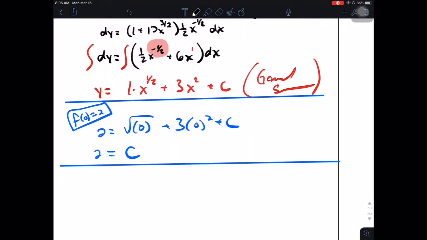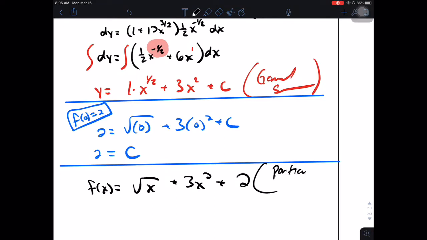Our particular solution is going to be f of x equals square root of x plus 3x squared plus the arbitrary constant of 2. This is the particular solution, which is all the direction asked for. It doesn't ask for the general solution. I'm just pointing it out because that's going to be relevant in later sections.